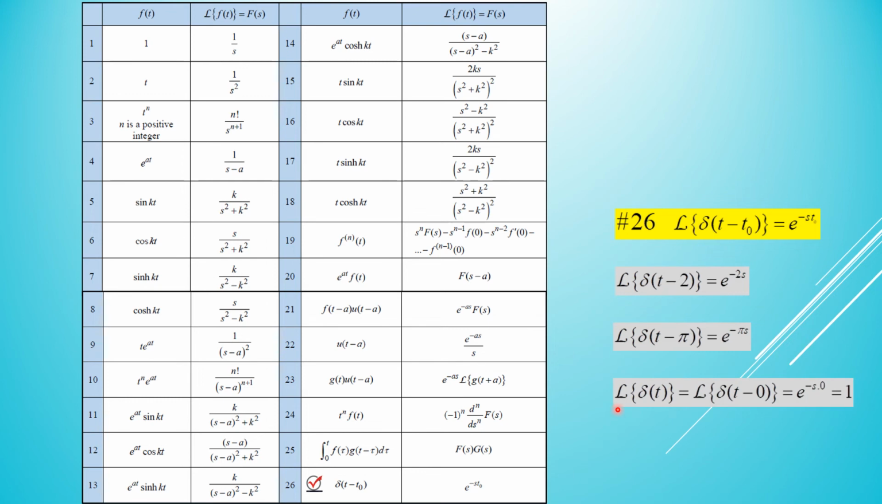What is the Laplace transform of delta t? So delta t is the same as delta t minus 0. So here we are talking about a forcing function, a huge force that acts about the point t equals 0. So the Laplace transform of delta t can be found by using formula number 26, where t0 is replaced by 0. So we get e to the power of negative s multiplied by 0, which is just equal to 1. So we conclude that the Laplace transform of delta t is simply equal to 1.